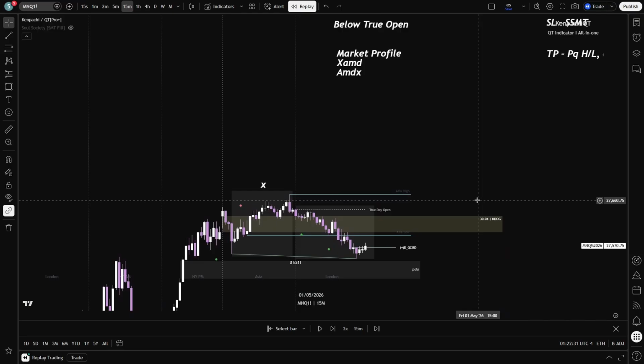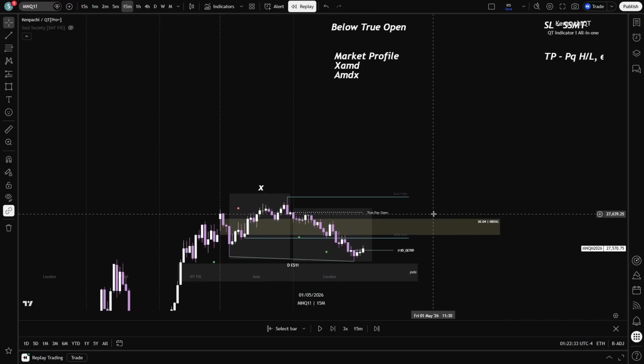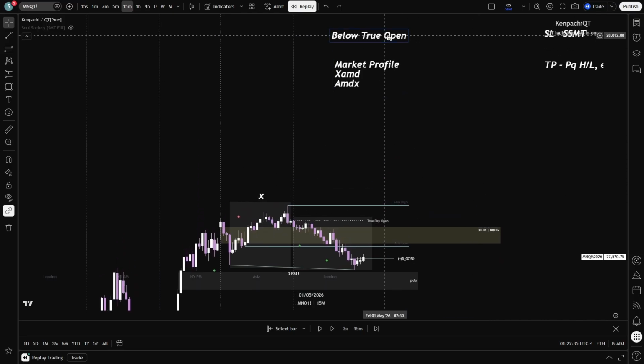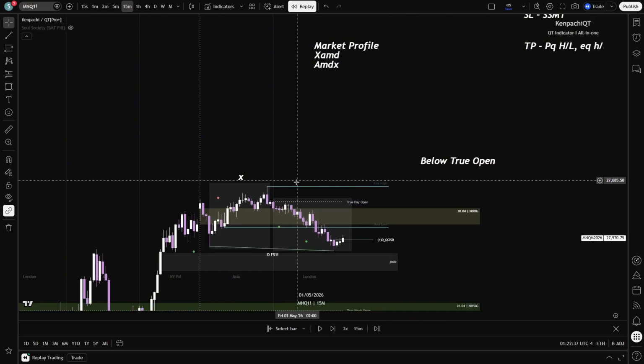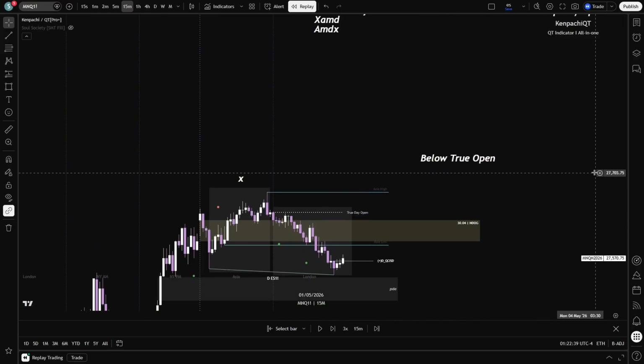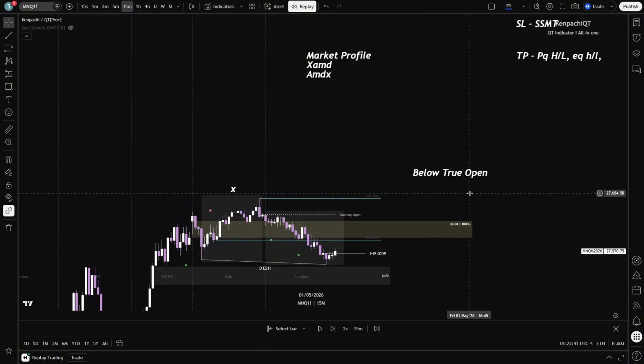The first thing that I'm looking at is if I'm below the true open or above the true open. If I'm below the true open, in my case, I am in discount zone. If I'm above the true open, I am in premium zone. Use the true opens as your premium and discount zones. We're going to talk about it in a bit more depth, but for now, just keep in your mind that true opens are your premium and discount levels.